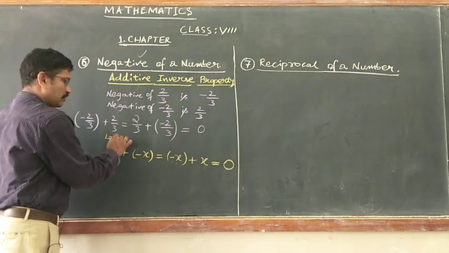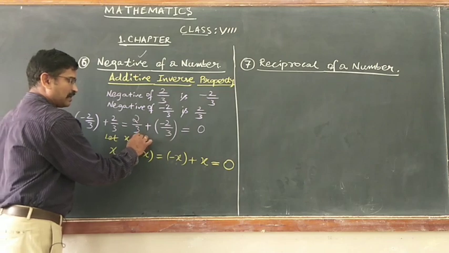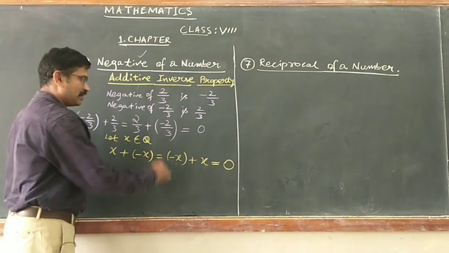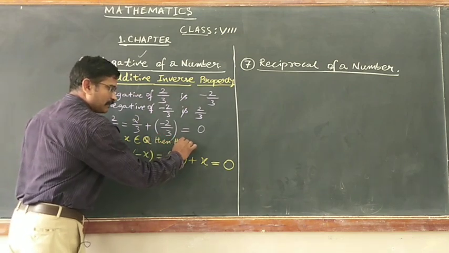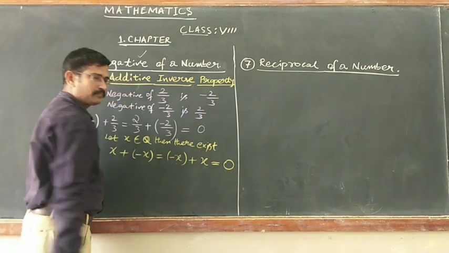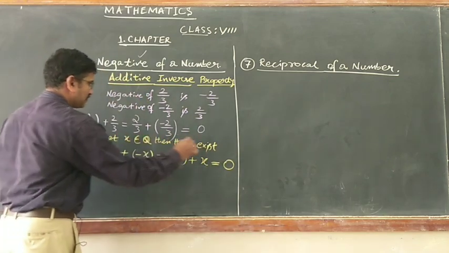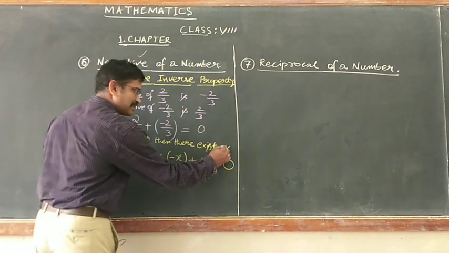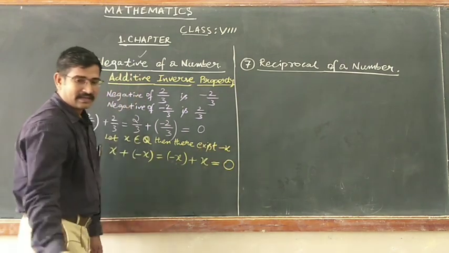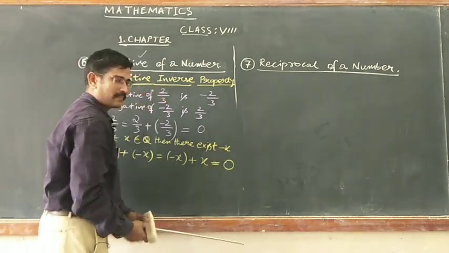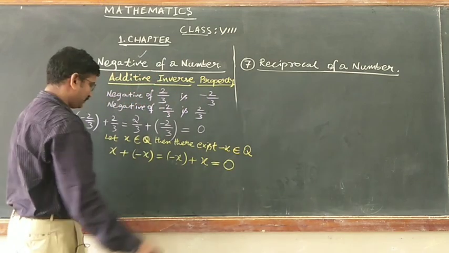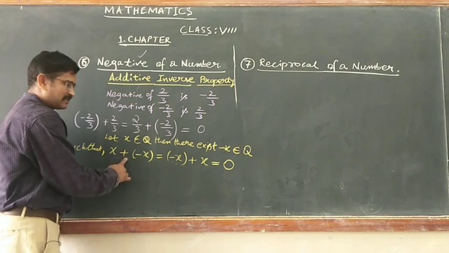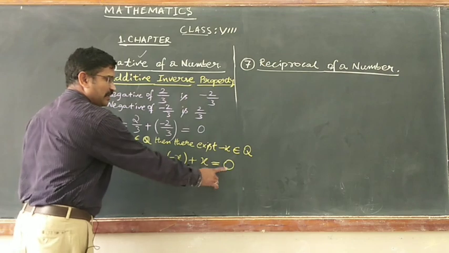The additive inverse property tells: let x be any rational number, that means x belongs to the rational numbers, then there exists minus x, where minus x belongs to the rational numbers, such that x plus minus x equals minus x plus x equals 0.